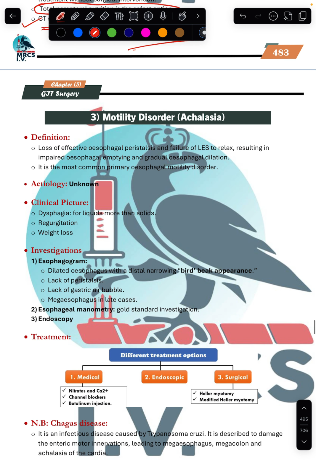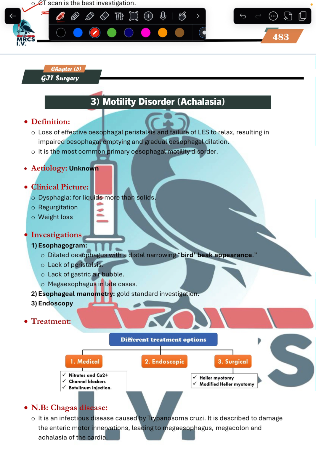Now motility disorders. This is loss of effective movement of the esophagus: loss of effective esophageal peristalsis and failure of the lower esophageal sphincter to relax. This is the esophagus opening into the stomach, and this is the lower esophagus, the stomach and the pylorus. This is called the lower esophageal junction. There has to be peristalsis from there and relaxation of the LES, the lower esophageal sphincter, resulting in impaired esophageal emptying. If it doesn't relax, emptying will be difficult, with gradual esophageal dilatation. So this is going to dilate slowly.